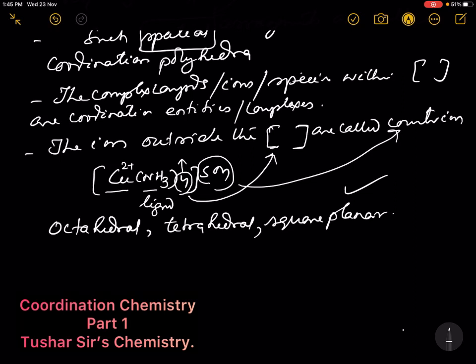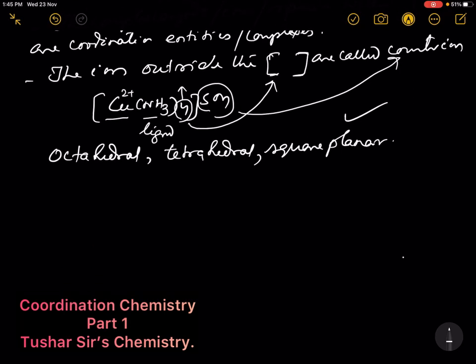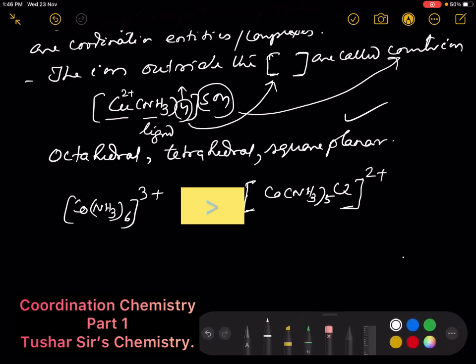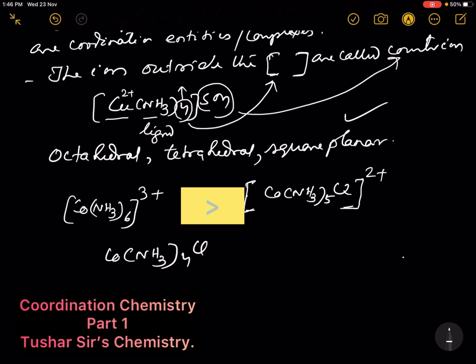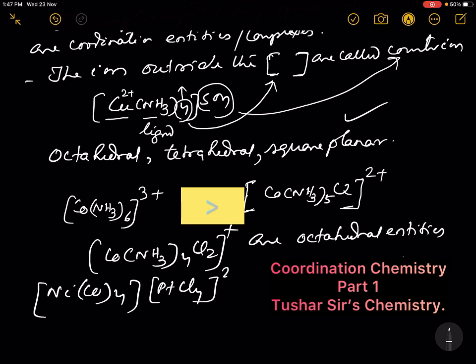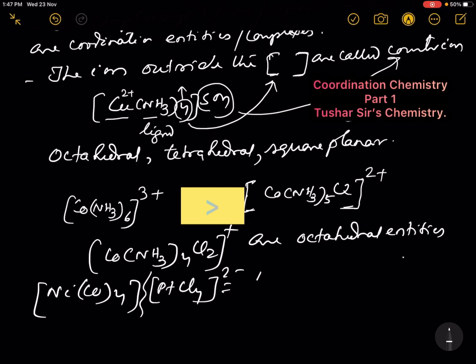[Co(NH3)6]3+, [CoCl(NH3)5]2+ and [Co(NH3)5Cl]2+ are octahedral entities, while Ni(CO)4 and [PtCl4]2- are tetrahedral and square planar respectively.